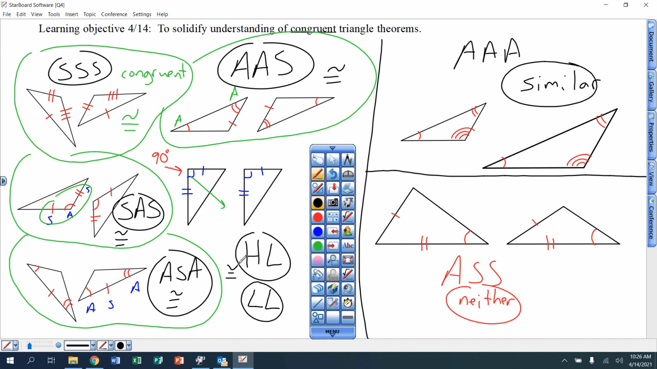Questions for me? Yes, sir. The triangles, the 90-degree ones, can they be round? You know how it's a little square box? Can they be round instead of square, or no? If I wrote it like this, then that would have made it not a hypotenuse leg. It still would have been congruent.